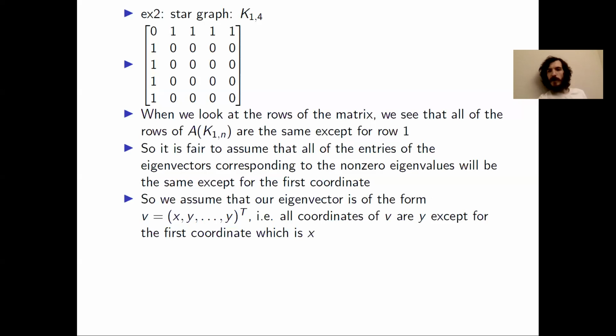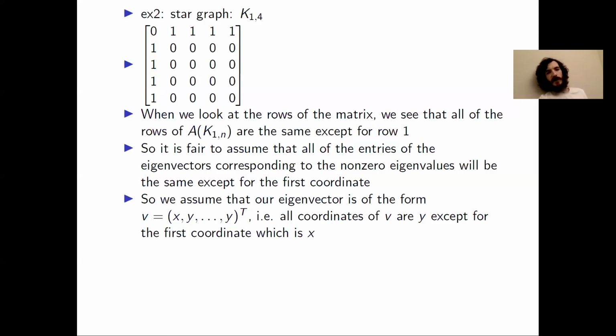So that's our first entry of the adjacency matrix times v. The second entry of the adjacency matrix times v is going to be the same as the third entry, which is going to be the same as the fourth entry and the fifth entry, all the way up to the n plus first entry. So we only need to find the second entry of the adjacency matrix times v now.